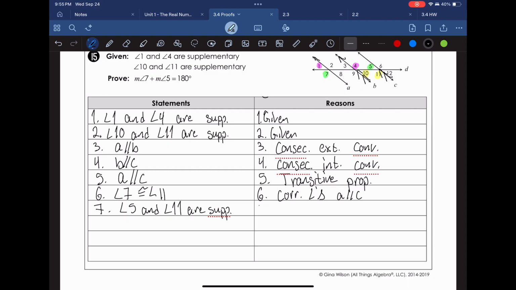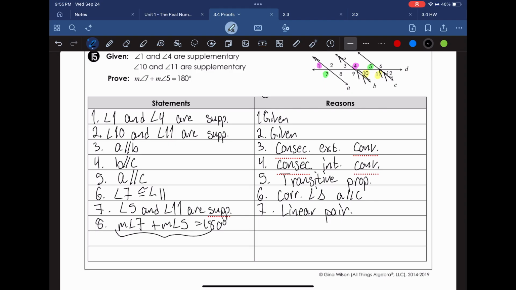And that is because angle 5 and 11 are a linear pair. Remember, when they're a linear pair, they make a line. They sit next to each other, and they form this line right here. They're making that angle of 180 degrees. Well, since they're a linear pair, and 11 and 7 are the same, that would mean that the measure of angle 7 plus the measure of angle 5 is equal to 180 degrees. This is the same thing as saying they're supplementary.